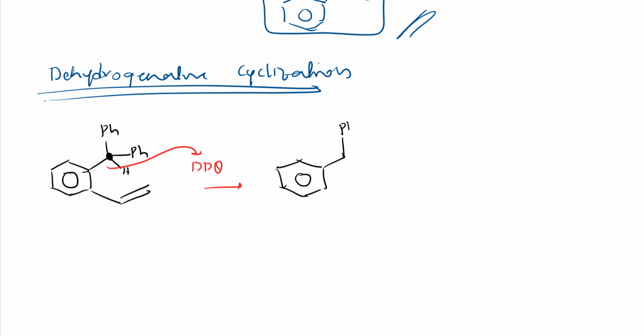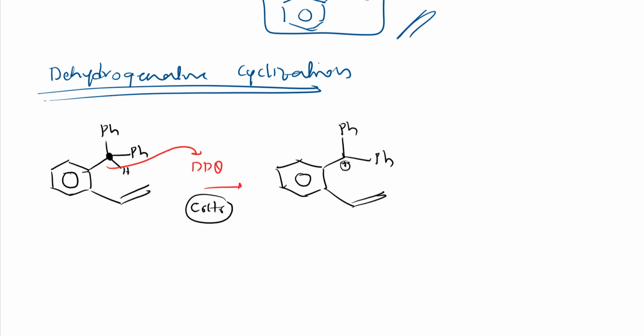Ph and Ph, and this becomes a carbocation, right? Like this. Further, what happens? The solvent we use is benzene here. Whenever we use DDQ, we can use benzene or xylene, right? That kind of solvent we use.